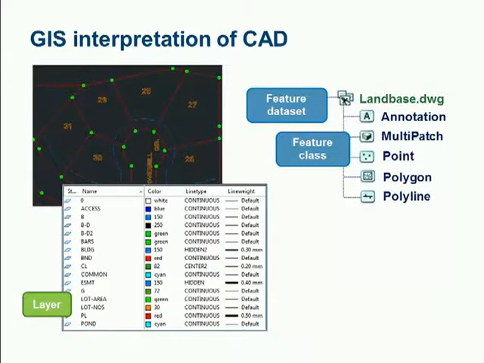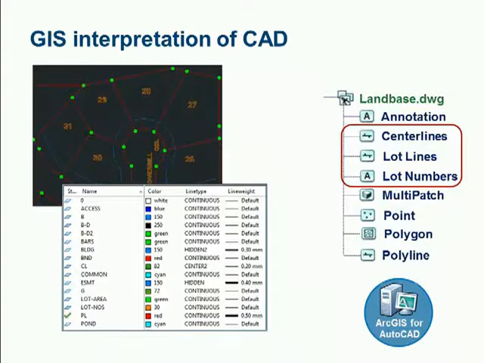Now, wouldn't it be nice if you could have feature classes in the drawing that match your geodatabase? Perhaps you have center lines and lot numbers, and you'd like to see them listed as part of your drawing. Well, this is possible using the tools provided in ArcGIS for AutoCAD.